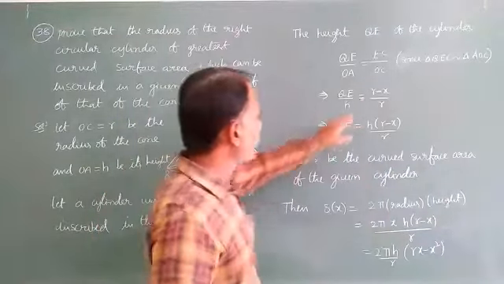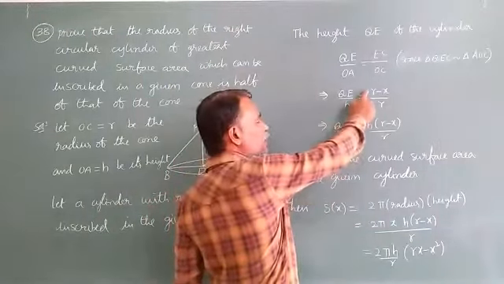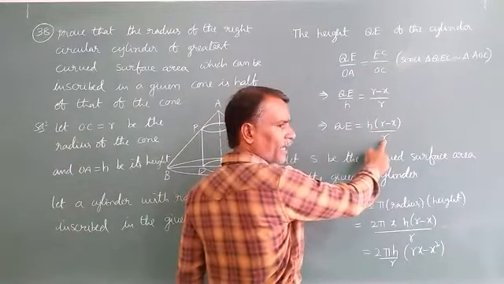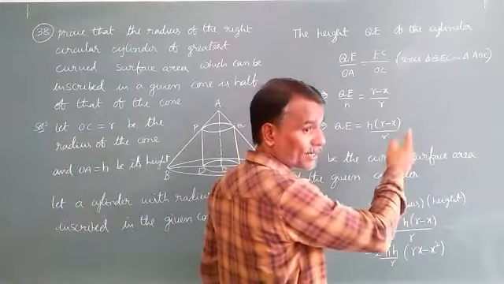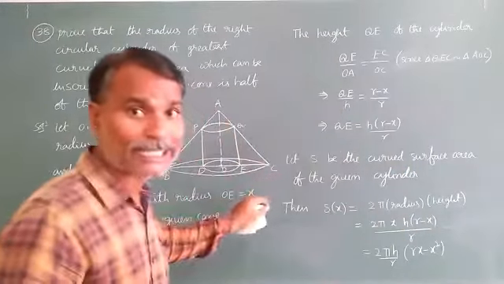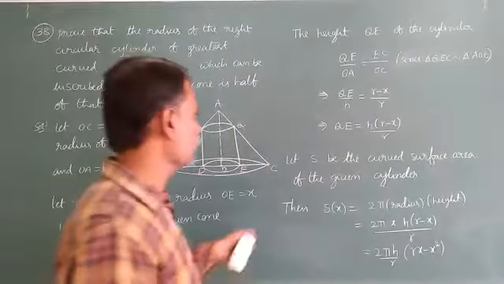So students, here R minus X by R means the radius only, and H is the transpose to that side. QE is equal to H of R minus X by R. What is QE? QE is the height of the cylinder.